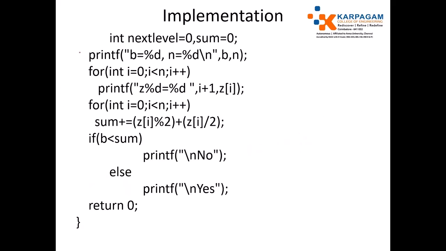Just apply it here. This part is for printing the data, no need to worry about this. Here I am applying that formula: the loss of energy is calculated by sum equal to sum plus jet[i] remainder 2 plus jet[i] divided by 2. If this sum value is greater than the initial energy, it will print no. If b, the initial energy value, is greater than sum, you can print yes. So it is very easy to solve this problem.